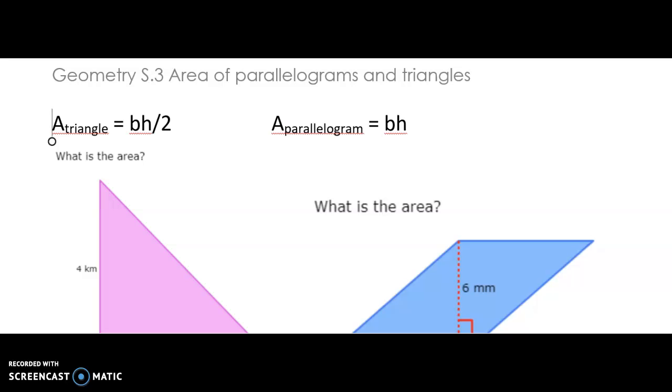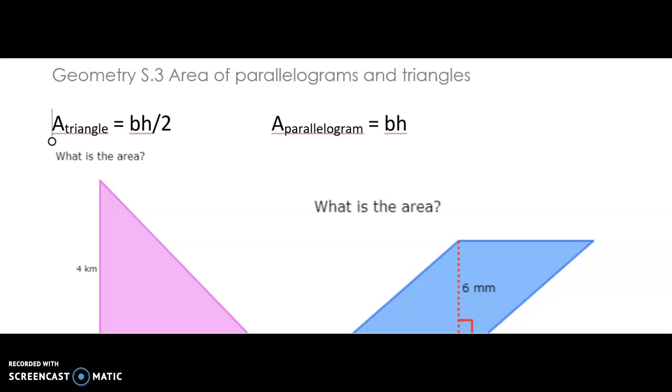S.3 Area, parallelograms, and triangles. So in S1 we did perimeter, the distance around, we added up all the sides together. In S2 we found the area of a square and area of a rectangle, which basically is the same thing, base times height, but because it's a square, the base is the same thing as the height, so you square it and it gets the same answer.